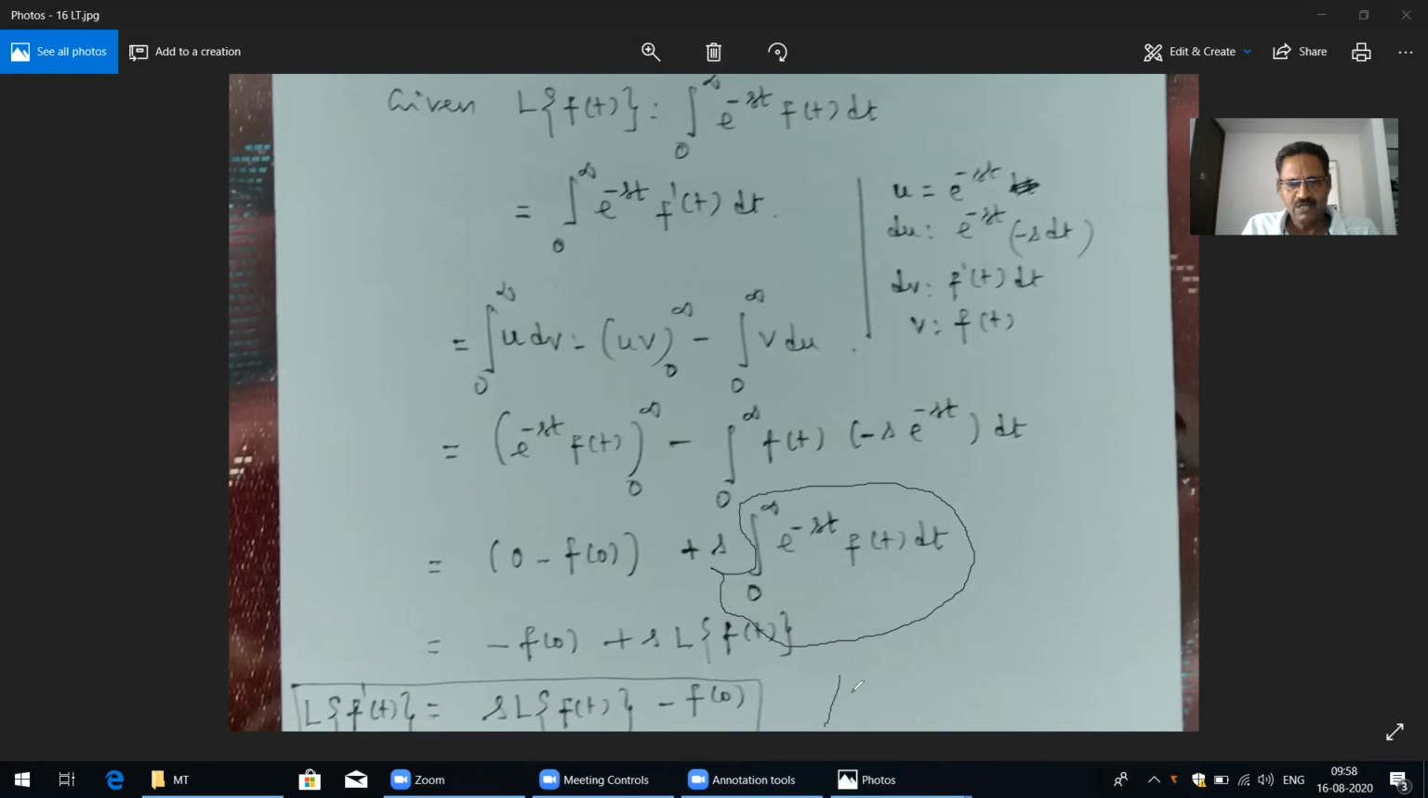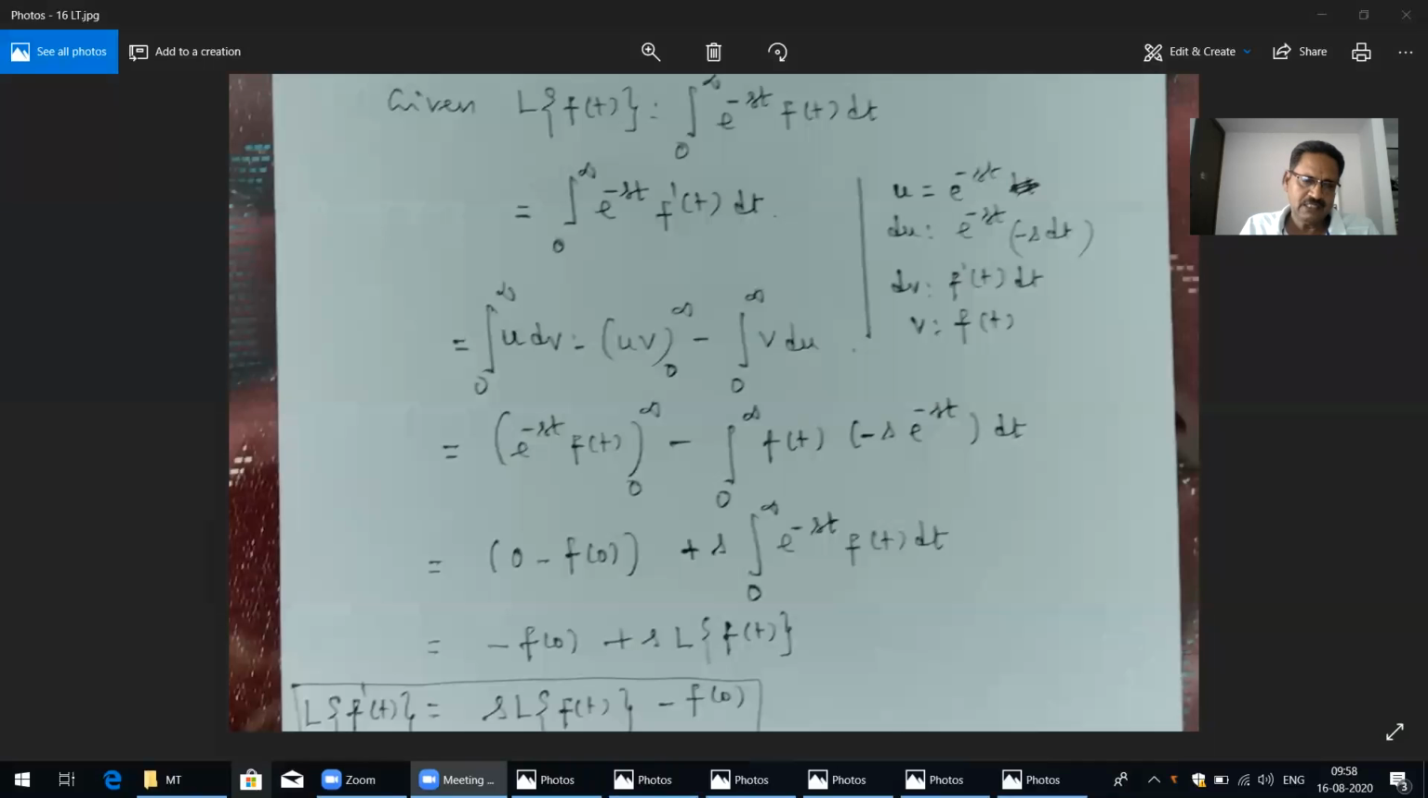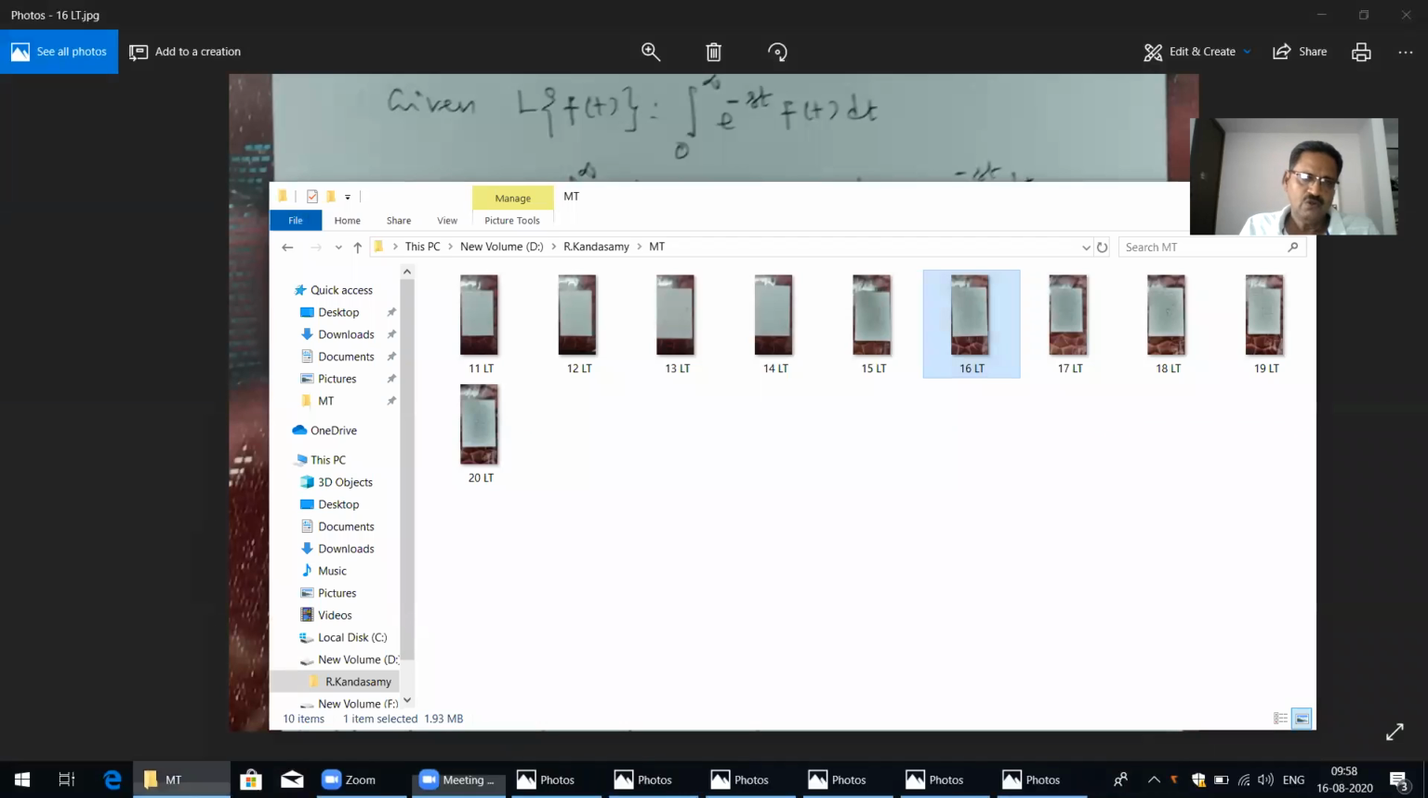You understand now? When n equals 1, we are getting this value: Laplace transform of f dash of t equals s into Laplace transform of f of t minus f of 0. You clear now? Maybe you know very well about this. Then next I am going to the second thing.